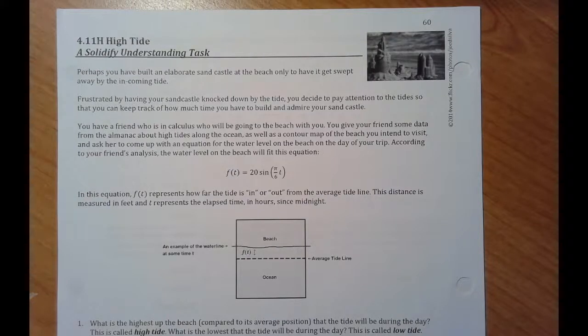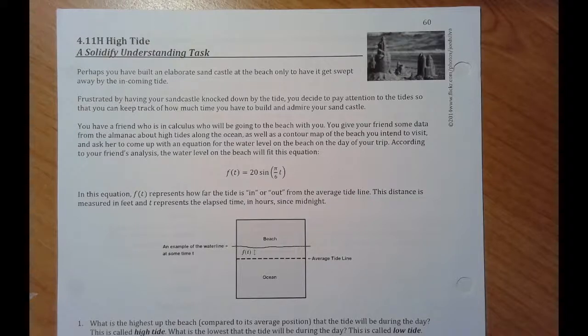According to your friend's analysis, the water level on the beach will fit this equation. So the function is f of t equals 20 sine of pi over 6 t. In the equation, f of t represents how far the tide is in or out from the average tide line. This distance is measured in feet, and t represents the elapsed time in hours since midnight. So when the tide comes in, it's closer, and when the tide goes out, it's further, and there is this average tide line.